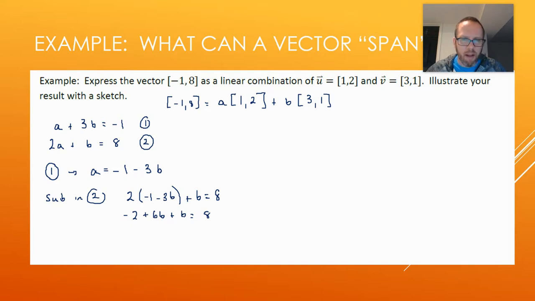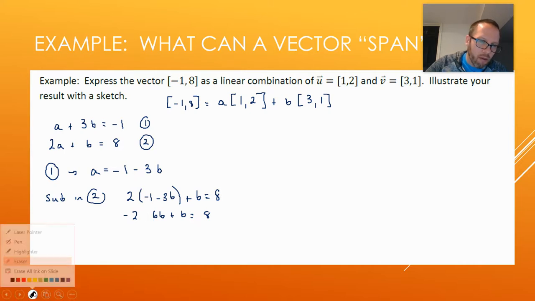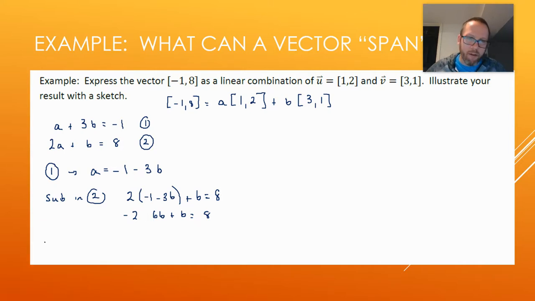So -2 plus 6B plus B equals 8. Did I make a sign error there? I did. I was just doing the mental math, working ahead, and I was getting fractions. And I definitely didn't design this to have that. Yeah, so -6B, and now this will work out. So we get -5B, 8 plus 2 is 10, and then we get that B is -2.